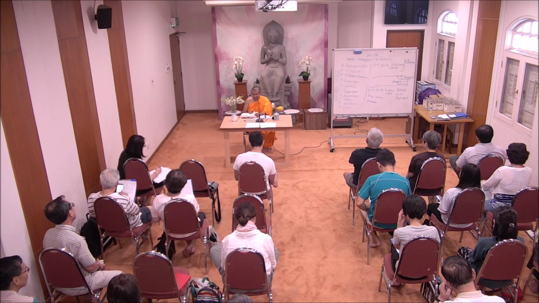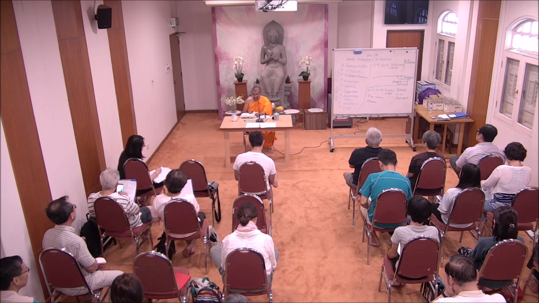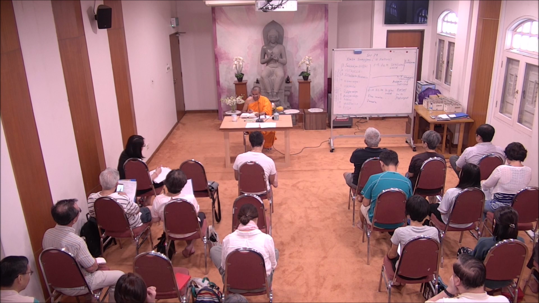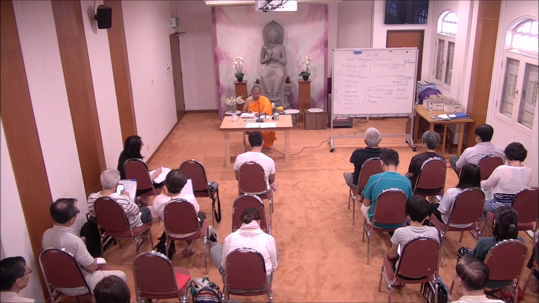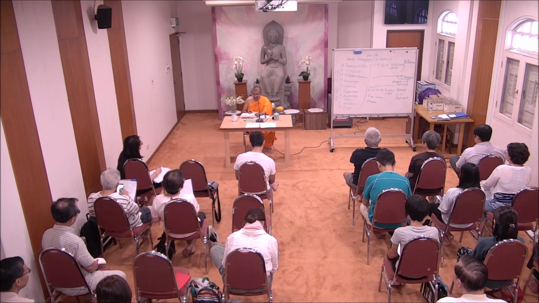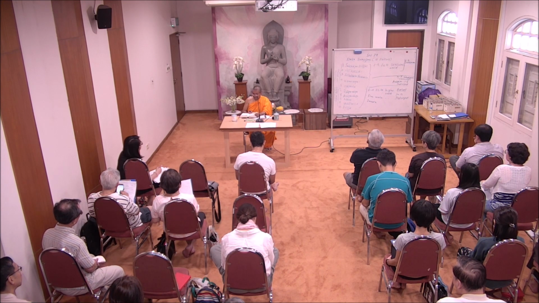Seeing thus, the instructed noble disciple experiences revulsion towards form, revulsion towards feeling, revulsion towards perception, revulsion towards volitional formations, revulsion towards consciousness. Experiencing revulsion, he becomes dispassionate. Through dispassion, his mind is liberated. When it is liberated, there comes the knowledge: it is liberated. He understands: destroyed is birth, the holy life has been lived, what had to be done has been done, there is no more for this state of being.